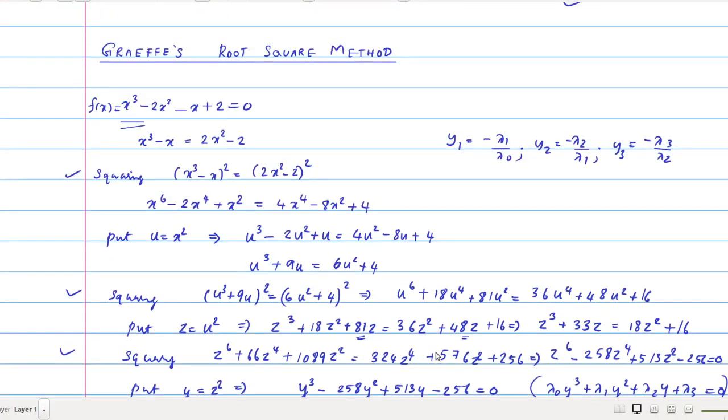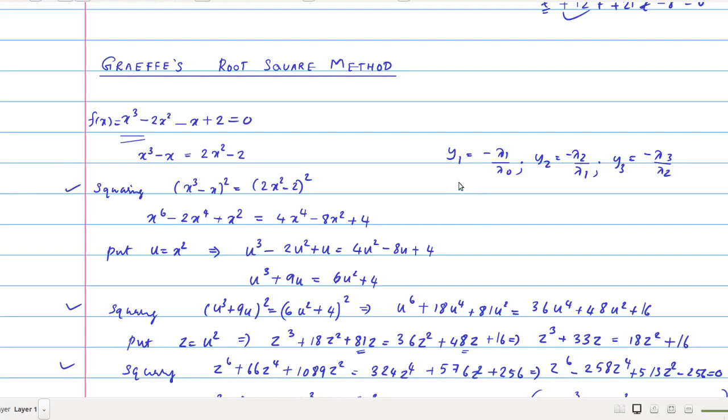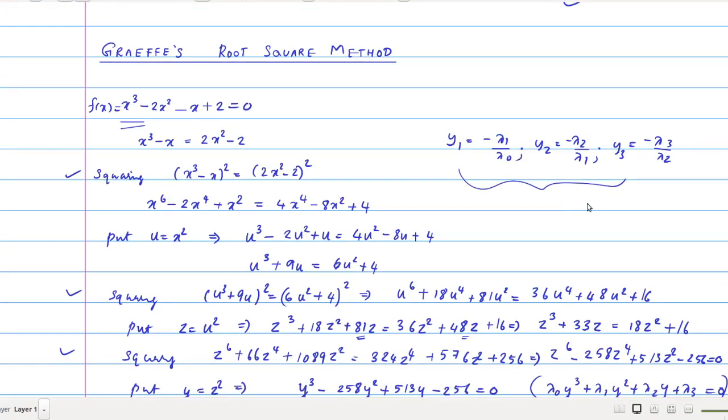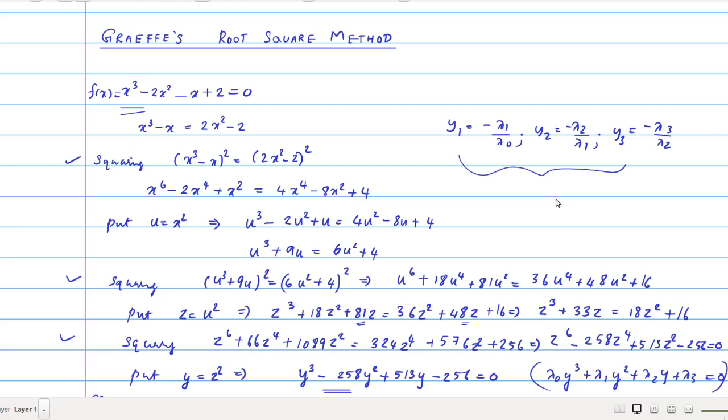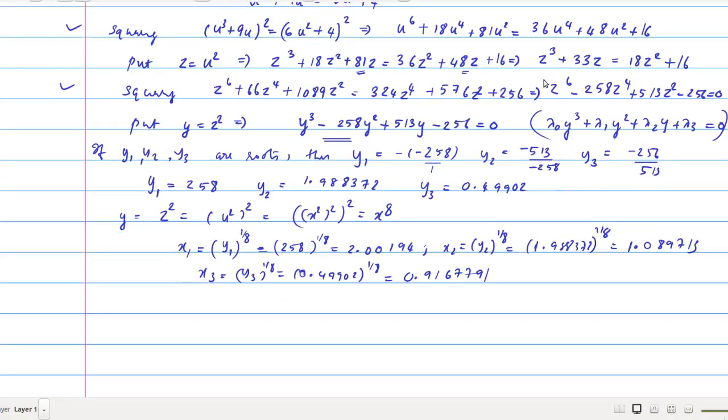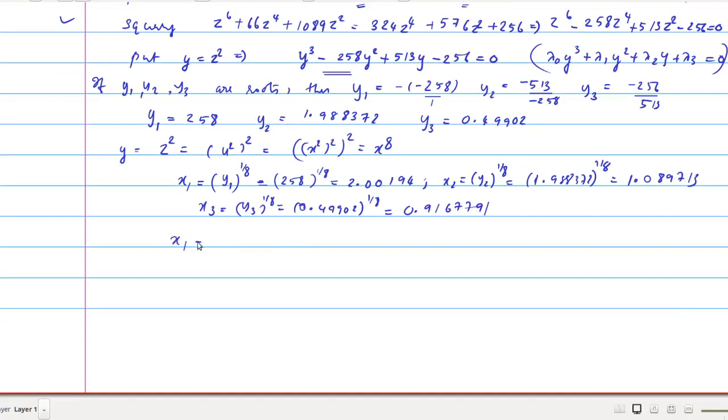But we already mentioned that these formulae are obtained by some kind of derivation. In that derivation we have restricted our discussion to the modulus of those coefficients of the final equation, that is mod lambda 1 by mod lambda naught, and so on. So whenever we obtain these equations, x1 is approximately 2, x2 is approximately 1, and x3 is approximately 1. So these are three approximate values of our original equation.